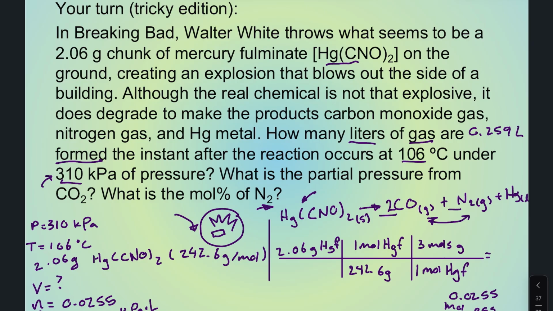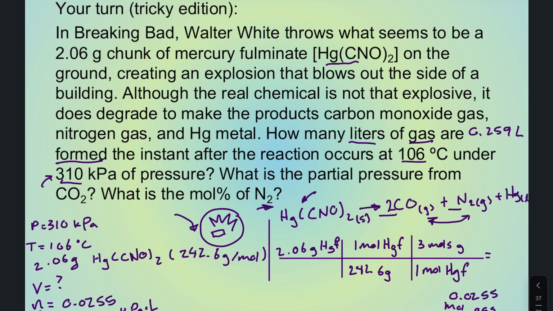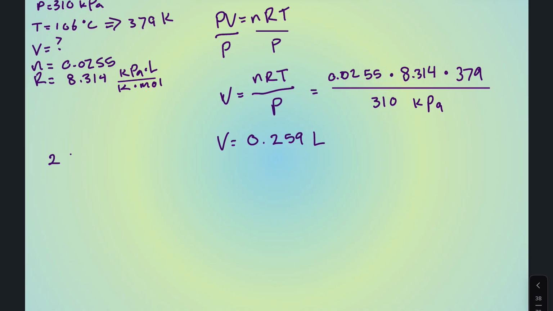We want to know what the partial pressure from CO is. And so here's how we're going to do this. The equation says that for every 2 COs and every 1 N2, there's 2 COs and 1 N2 to make 3 moles of gas.